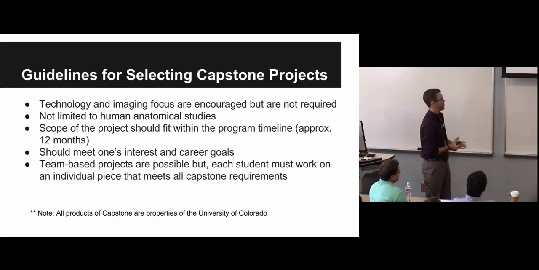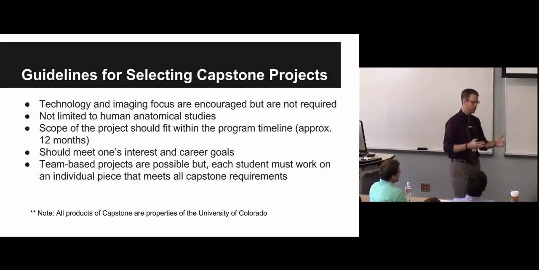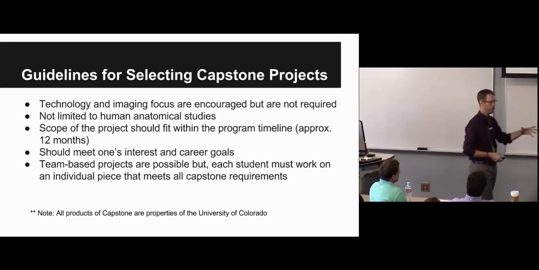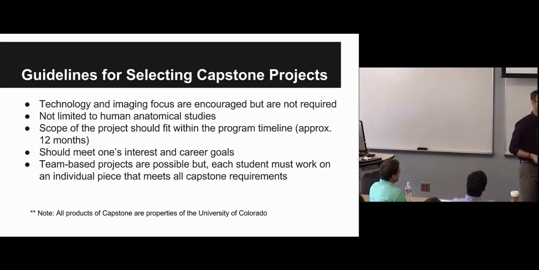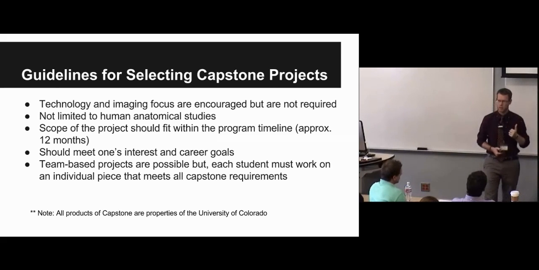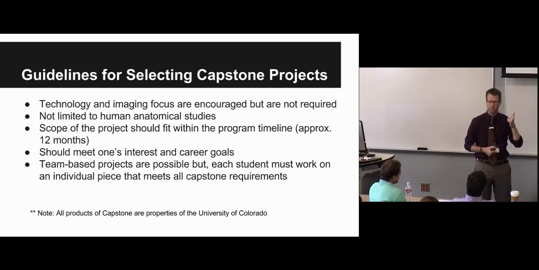Team-based projects are possible, so maybe there's a really nice set of data that multiple students can tackle, but at different angles. So you can do the group project, but each student must work on an individual piece that meets all the Capstone requirements. It's not like one person can pull the weight of the other two or three, for example. So that's an option, and keep that in mind. Some of the Capstone mentors that you would be exposed to and interacting with, some of the MHA faculty, they may have group projects in mind, okay? So that would be an option as well.